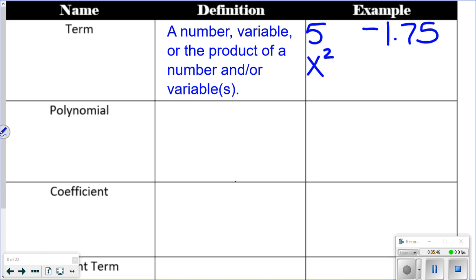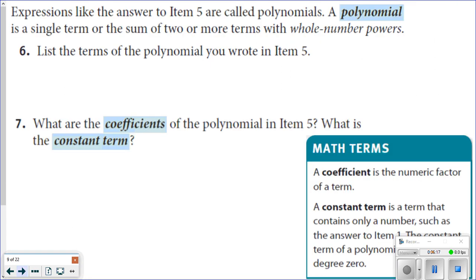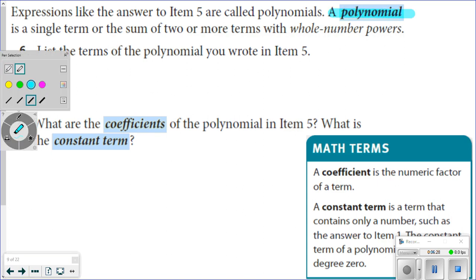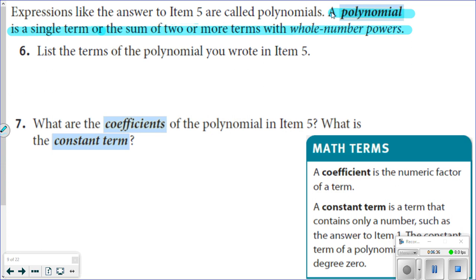x squared, 3y, z to the 8th, w, those are all terms. Expressions like the answer to question 5 are called polynomials. This is another vocab term that we're going to add. A polynomial is a single term or the sum of 2 or more terms, and they have to have whole number powers or whole number exponents.